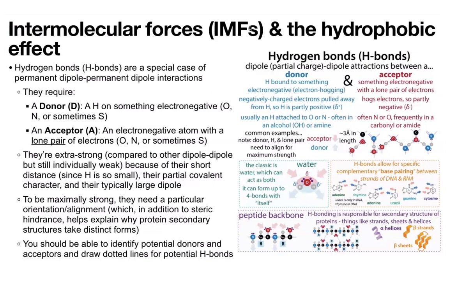But you should be able to identify potential donors and acceptors and draw dotted lines for potential hydrogen bonds, both between the molecules and typically between the molecules and the solvent, which is almost always going to be water, especially when we're talking about hydrogen bonds.